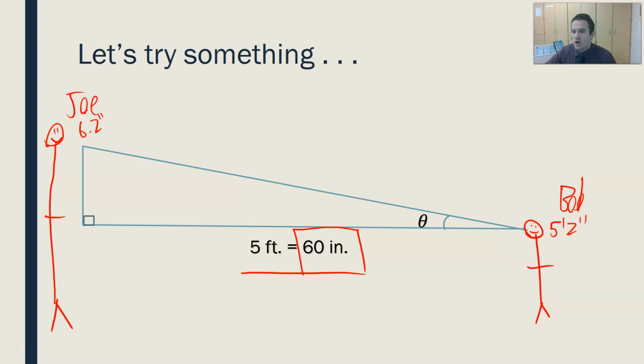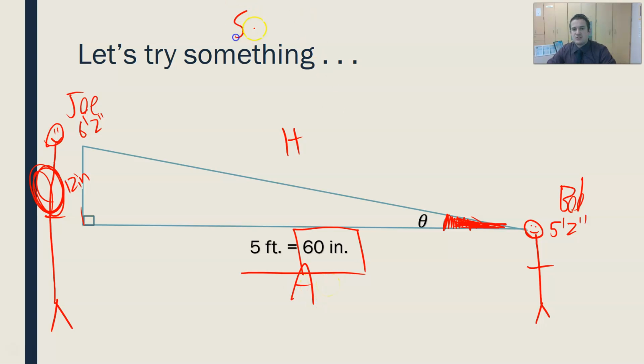And then let's see, how much taller is Joe than Bob? If Joe is 6 feet 2 inches tall and Bob is 5 foot 2 inches tall, it seems like Joe is exactly a foot taller than Bob, or 12 inches. So this little side of this triangle would be 12 inches. And this is the angle I'm trying to find. How much Bob has to crane his neck to look at Joe. All right, well, let me label the sides of this right triangle because I've formed this little right triangle here. So here's my hypotenuse, here's my opposite, here's my adjacent.